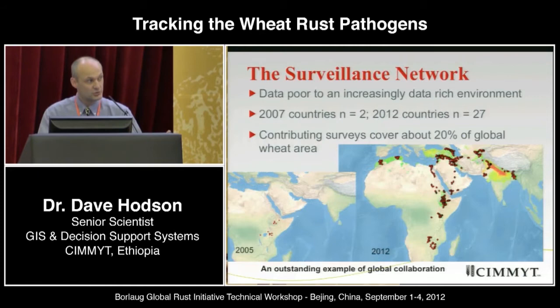We've pushed up the coverage from 2007. We were looking at a couple of countries in East Africa that were contributing to the system. We're now up to 27 countries, and that's going to increase further. Those contributing countries are covering about 20% of the global wheat area and a very high proportion of the developing wheat area. So the key areas throughout Africa, through the Middle East, Central Asia, into South Asia, we're now including in this surveillance network. And I really think that's an outstanding example of global collaboration. I can't think of many other better examples.